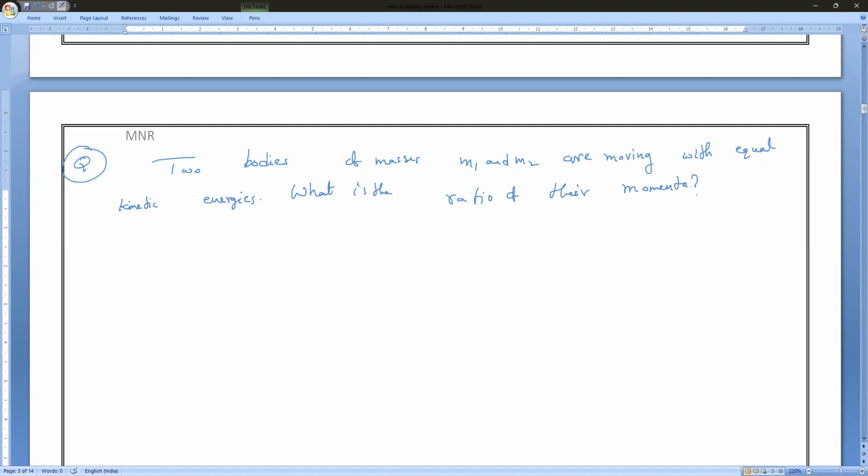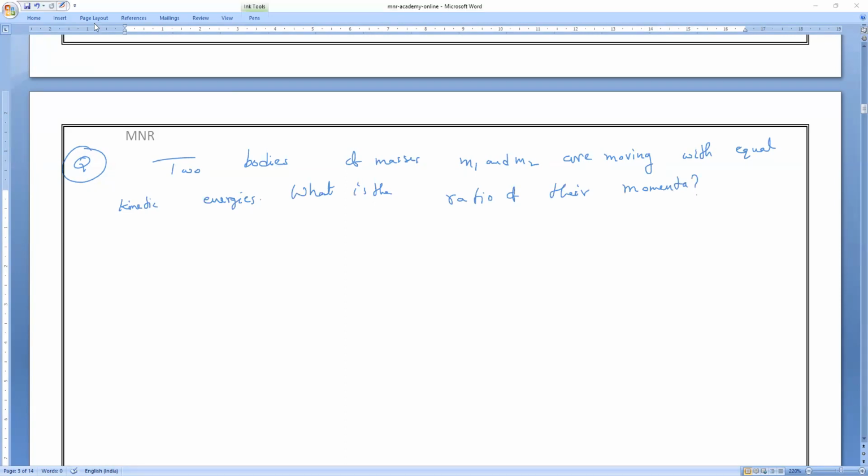So that is the question. Here, I'm giving 1 minute. Can you tell me what formula we have to use? They are giving kinetic energy, but they are asking momentum. We have already used this formula in the JEE paper. Anybody? P square by 2m. Yes, very good.